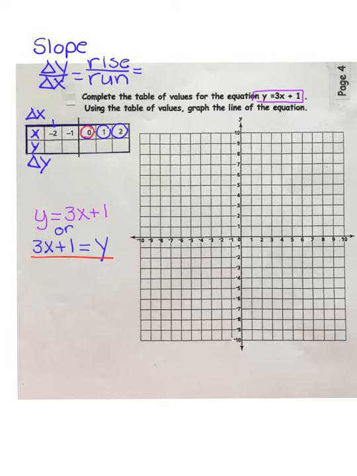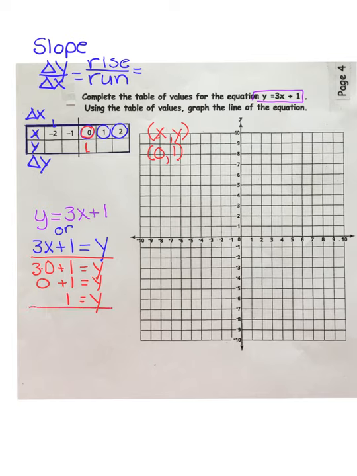First, let's substitute a 0 in for x. 3 times 0 plus 1 equals y. Well, 3 times 0 is just 0. And when we add a 1 to it, y equals 1. That's our first ordered pair. So jot it down off to the side, 0, 1.